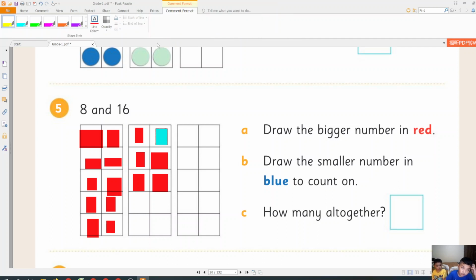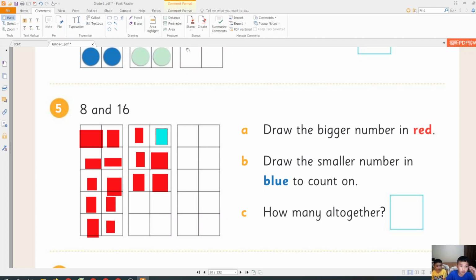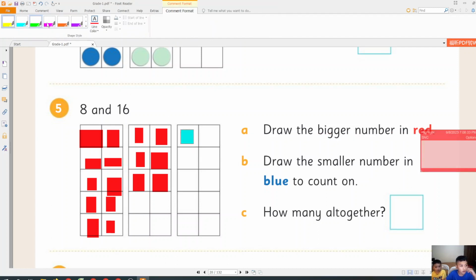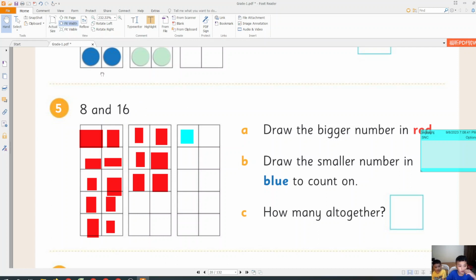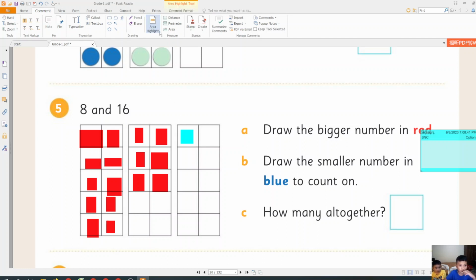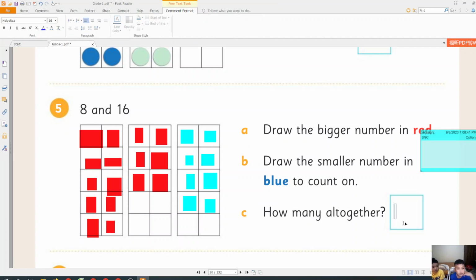Khoan, let's draw the next number. Let's draw the smaller number. Now, let's draw this number. 8. 4, 5, 6, 7 and 8. Khoan, do you know how many altogether of these two numbers? It's 24. Yes, it's 24. 8 plus 16 equals 24.